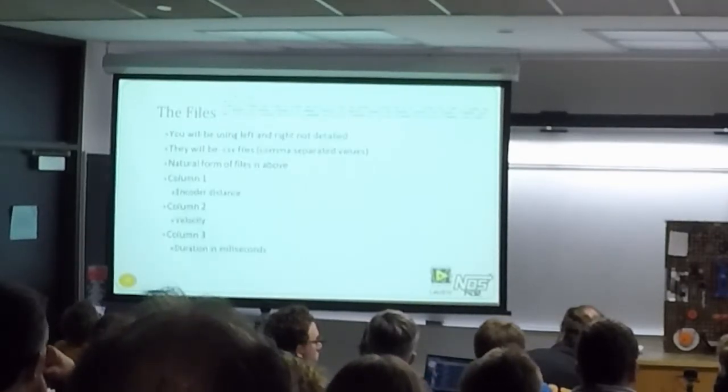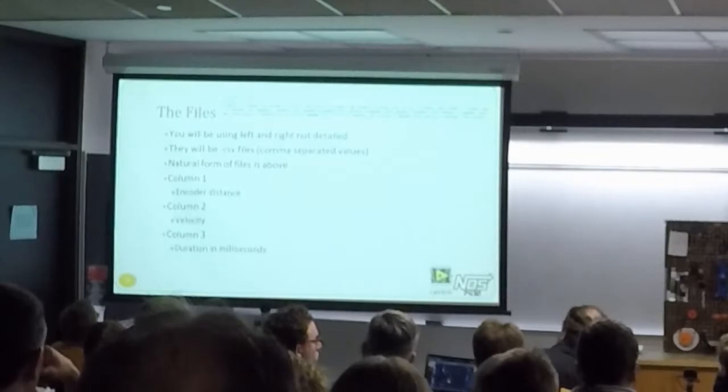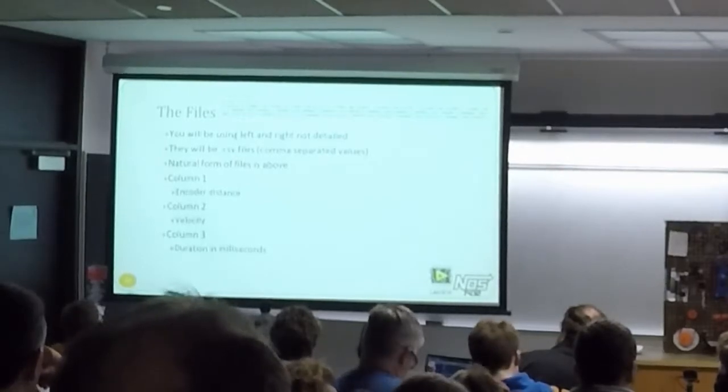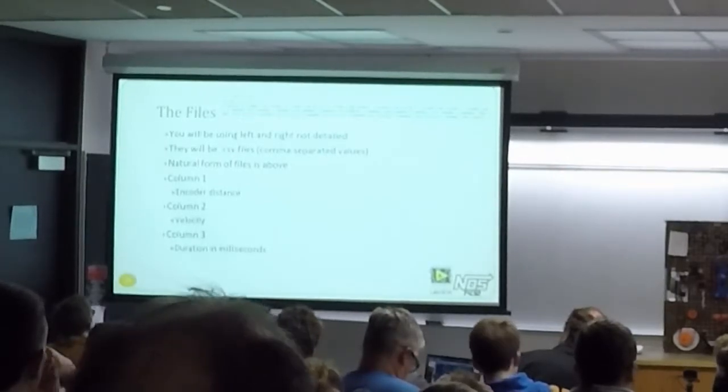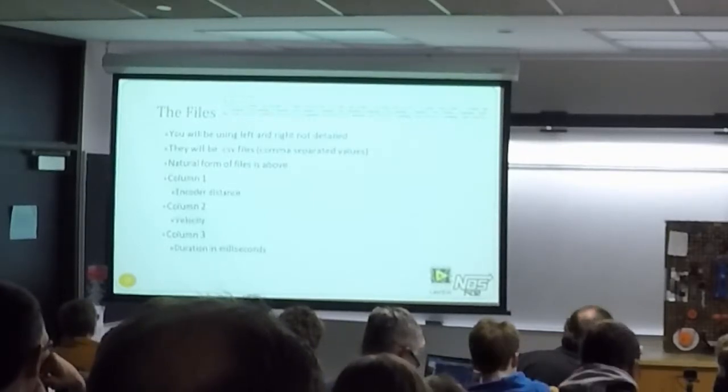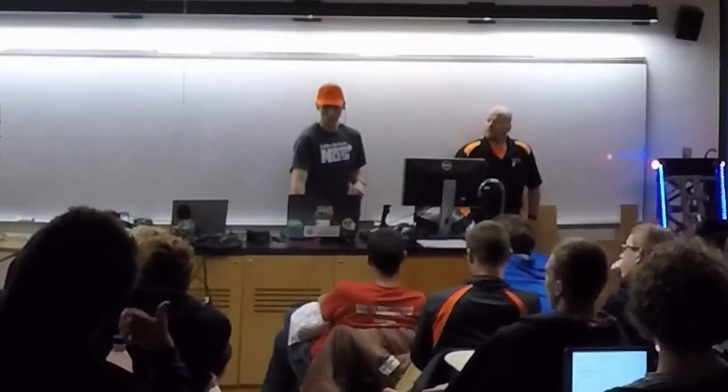The files are in a .csv format, which raw looks like this to a computer. It's comma separated by values. Column 1 is your encoder distance for that given time step. Column 2 is your velocity. Column 3 is your duration in milliseconds that you want that given point to run within your SRX.